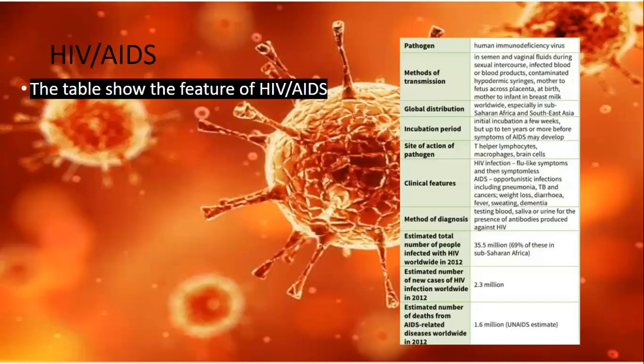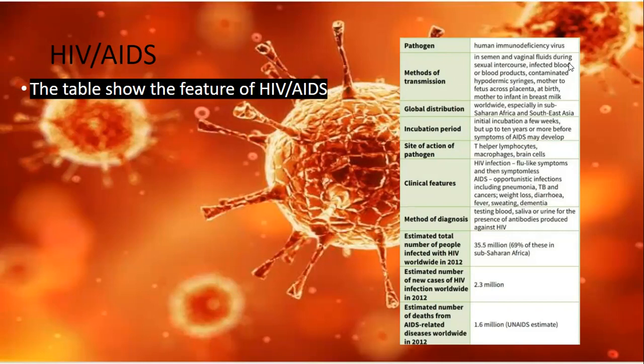We also have HIV and AIDS. What is HIV? It's the human immunodeficiency virus. It is transmitted through sexual intercourse, and of course through hypodermic syringes, and from mother to fetus across the placenta at birth. Incubation period. There you go.